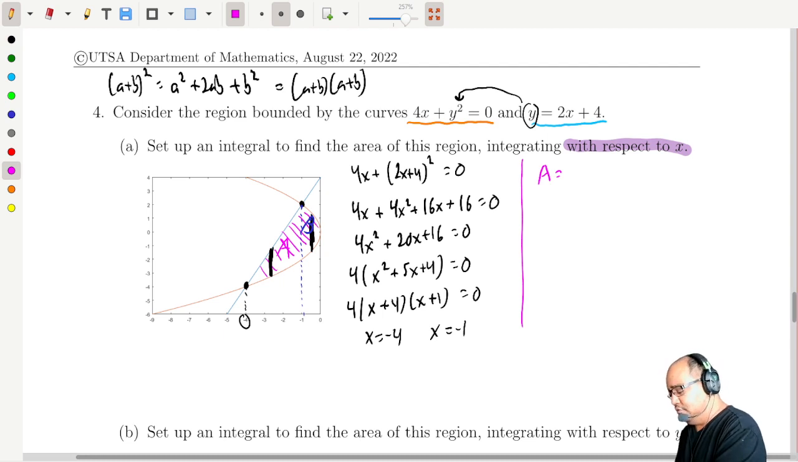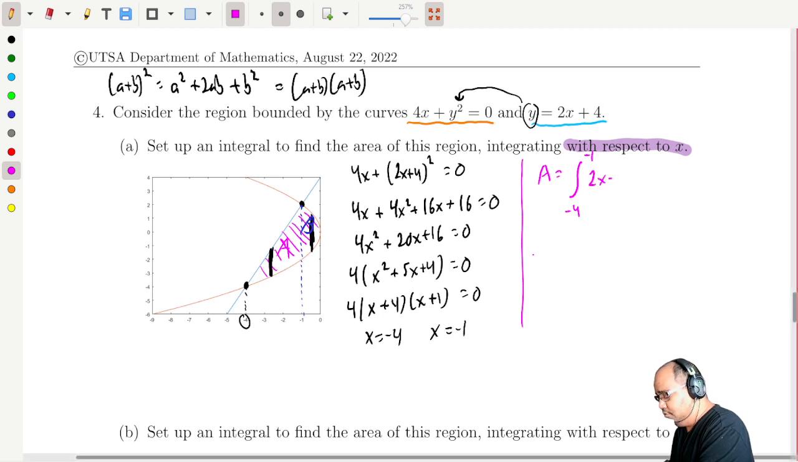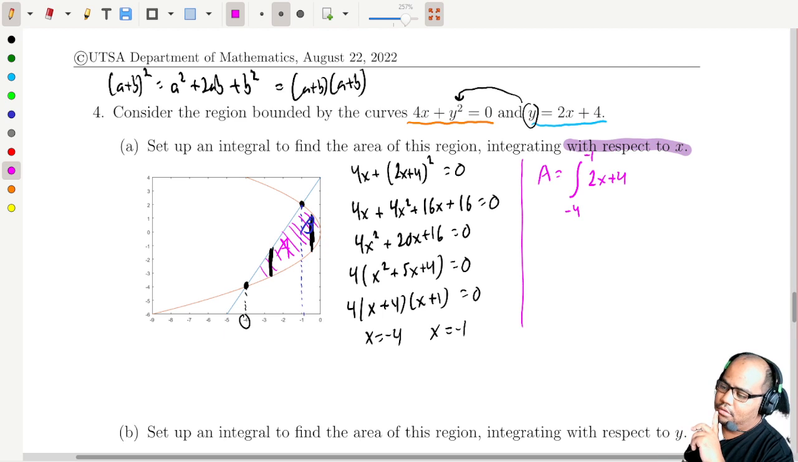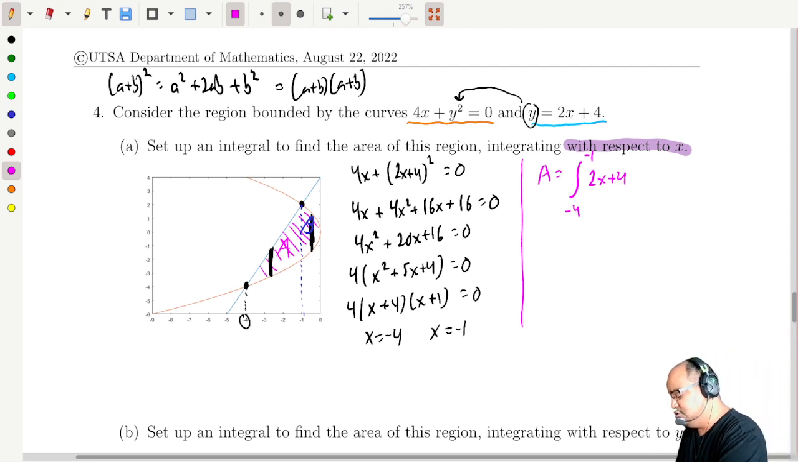So the integral for A in that region will have top minus bottom. So we're going from -4 to -1. The top curve is the line, y equals 2x plus 4. But how do we represent the bottom curve? We want to represent the bottom curve as a function of x.